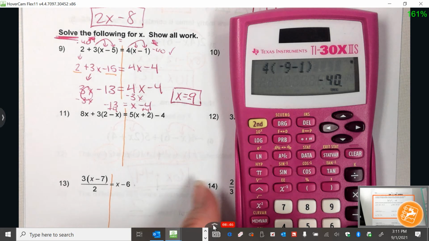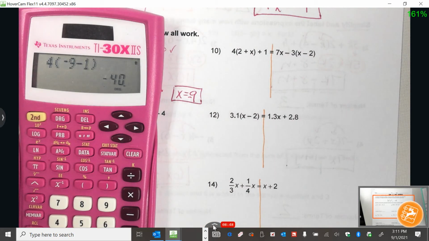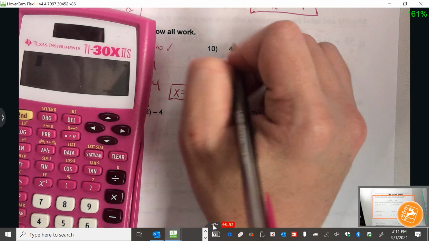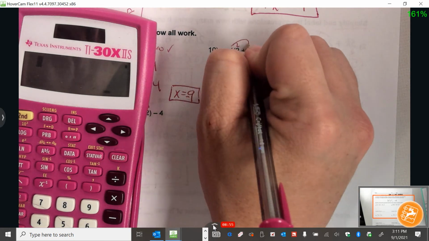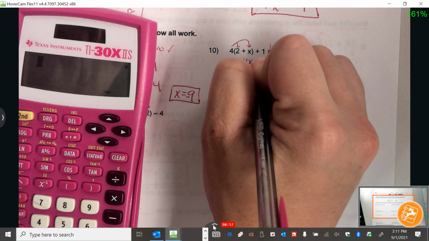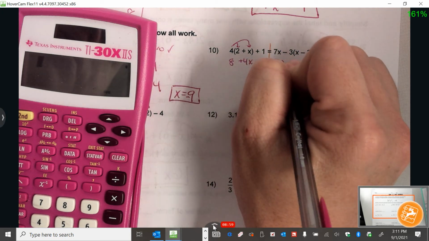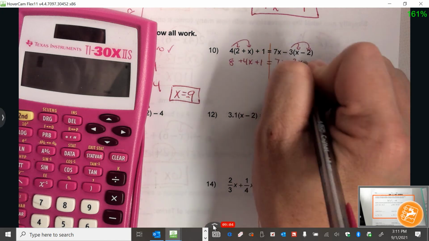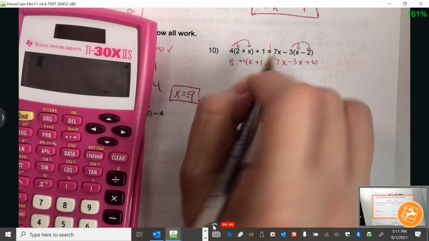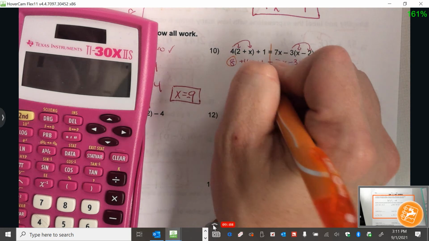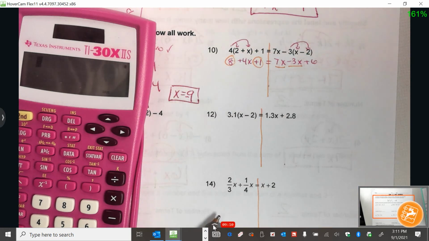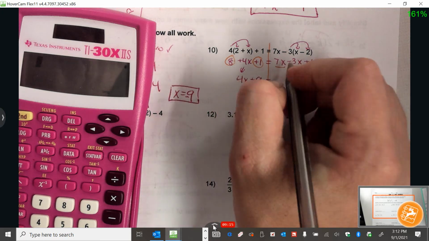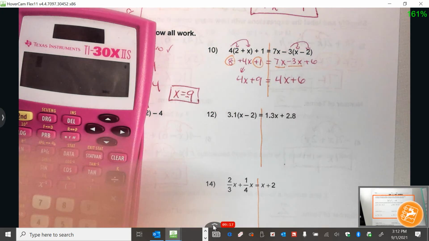Okay, sorry about that. I make mistakes too. Okay, let's look at number 10. So I'm going to remember simplify each side first. So 4 times 2 is 8. 4 times x is 4x. Bring down my plus 1. Minus 3x plus 6. Now I have like terms on this side, which would be my 8 and my 1. And this side I have 7x minus 3x. So this brings me 4x plus 9 equals 4x plus 6.